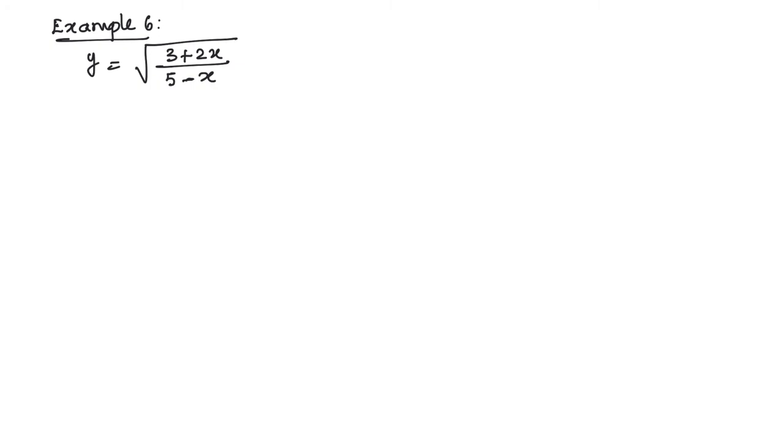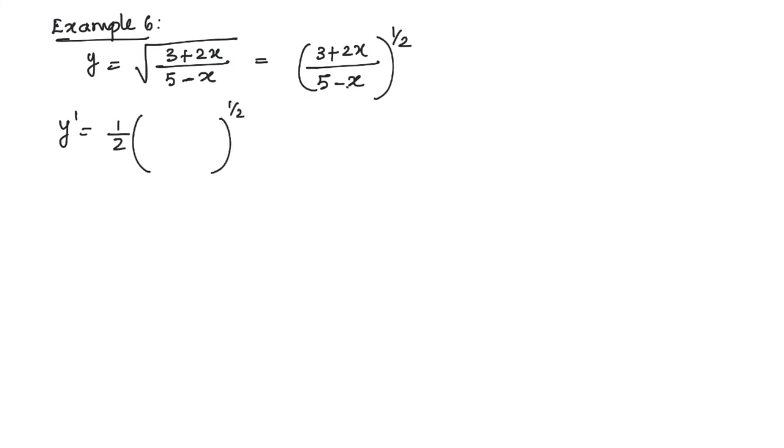So if you get a question like this, we can actually rewrite the question like (3 plus 2x over 5 minus x) power half. Then we can apply the chain rule, like bring the exponent in front of that and subtract 1 from the power. Here the inner function stays the same. Inner function is 3 plus 2x divided by 5 minus x, and multiply by the derivative of the inner function. So while taking the derivative of the inner function, we have to apply the quotient rule.